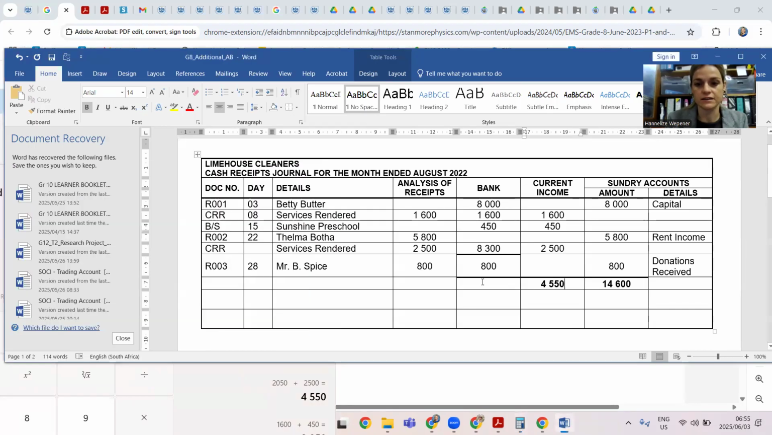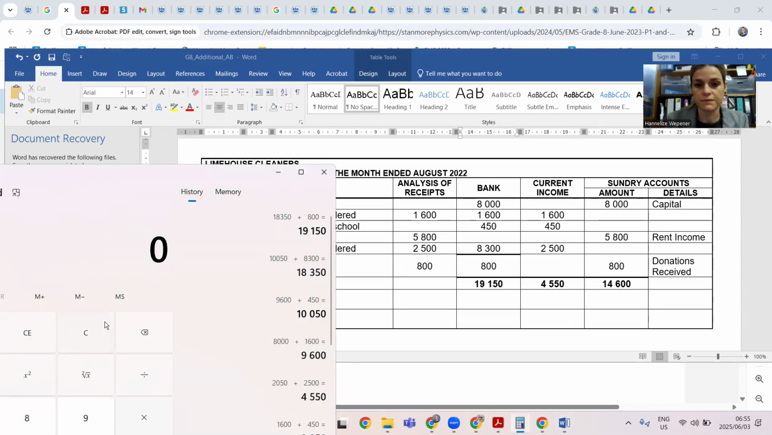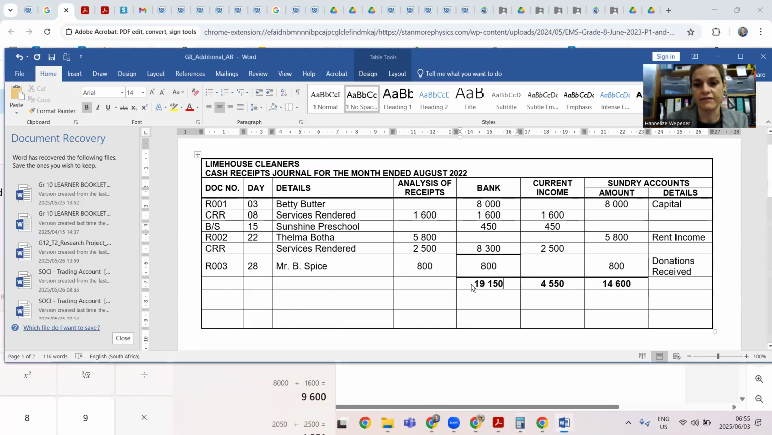So 19,150 Rand. Now you'll see if you add all of the amounts that follow after bank, it will add up to what you have in bank. That means that you have recorded all of your transactions. You didn't, by accident, double record anything. You are happy with your CRJ.